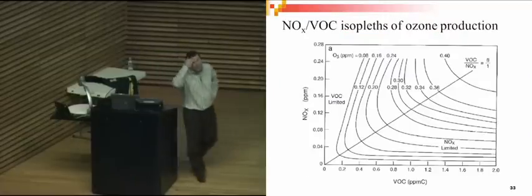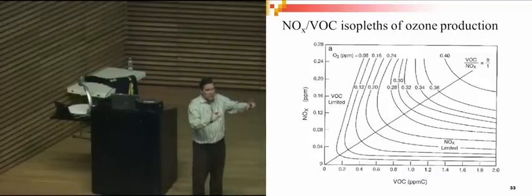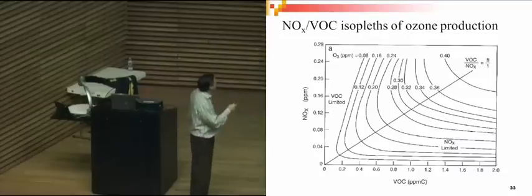Any questions about what we're looking at on these isopleth figures? Essentially, we're using our equilibrium model. We're inputting a given concentration for VOCs, a given concentration for NOx, and it's going to tell us where we are in terms of the ozone concentration.